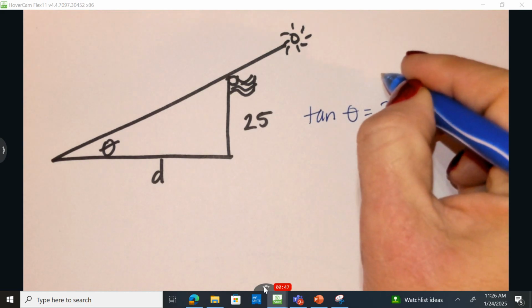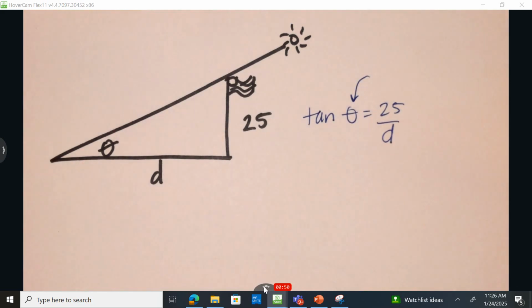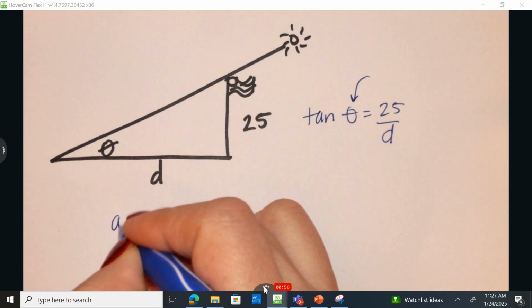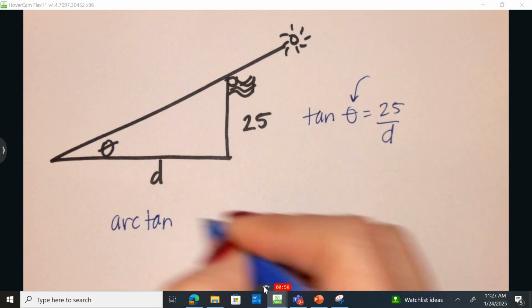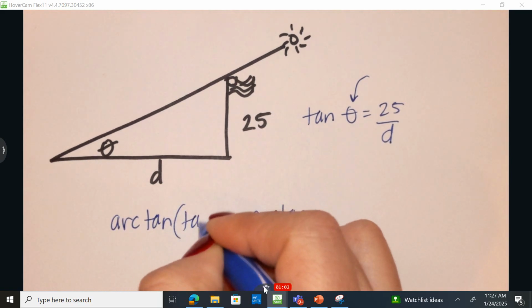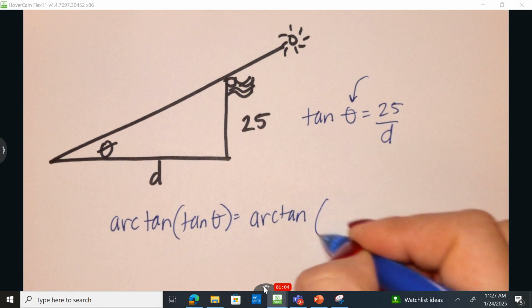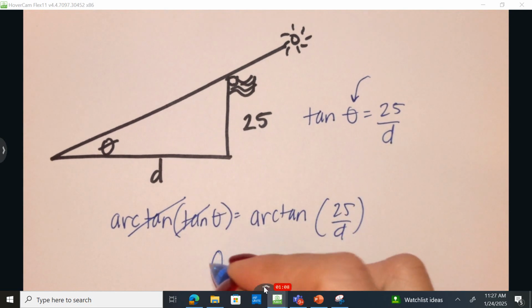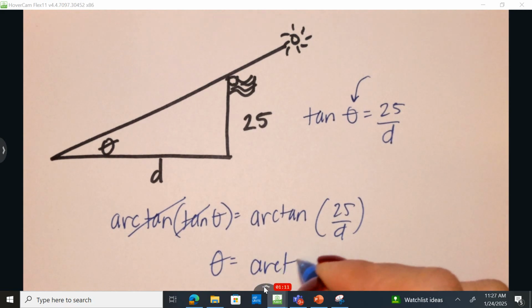But we're supposed to express theta as a function of d. That means I need to get theta by itself. In a previous question, I showed how we could do this in one of two ways. We could write arctangent on both the left and the right, and then put everything that was previously there: tangent of theta and 25 over d. And now we have theta by itself.